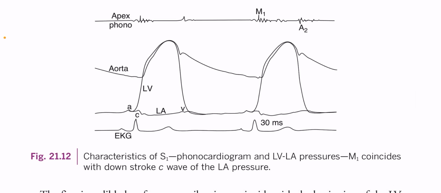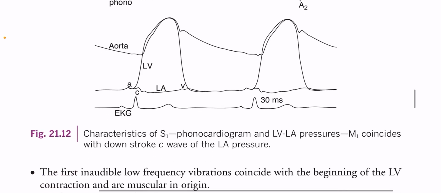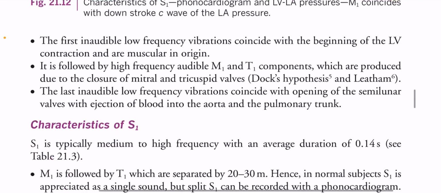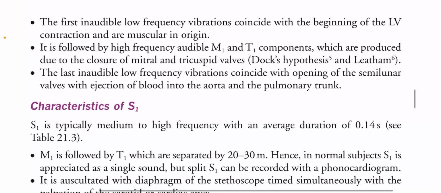This figure shows characteristics of first heart sound, phonocardiogram and LV, LA pressures. M1 coincides with the downstroke of C wave of the LA pressure. The first inaudible low frequency vibrations coincide with the beginning of the LV contraction and are muscular in origin.